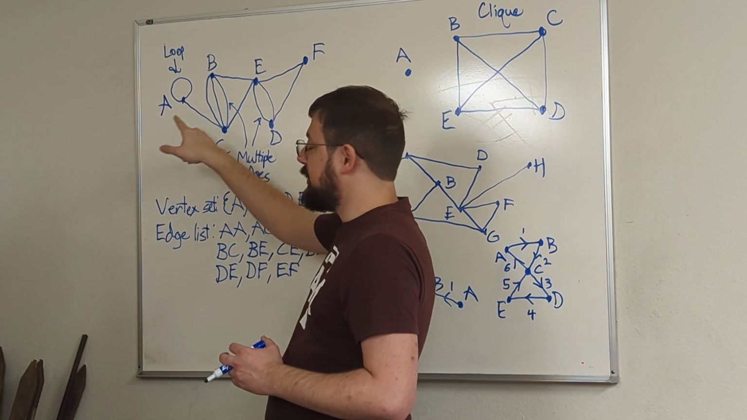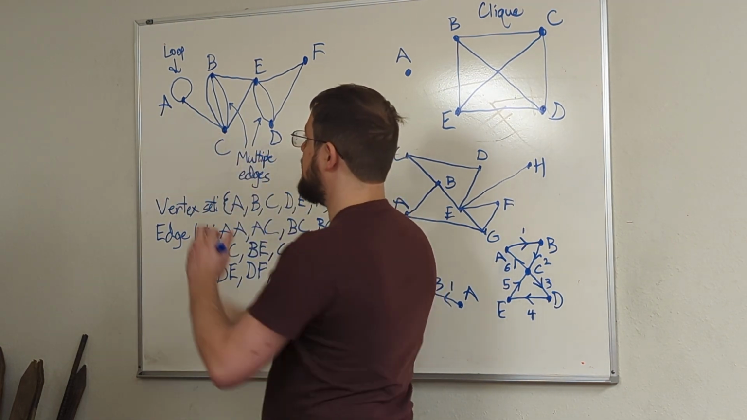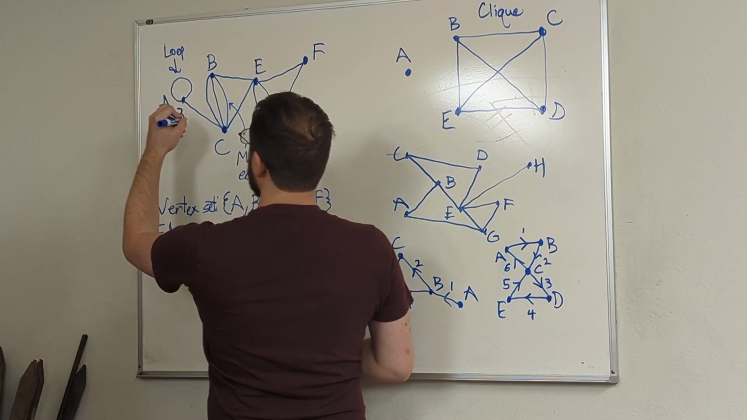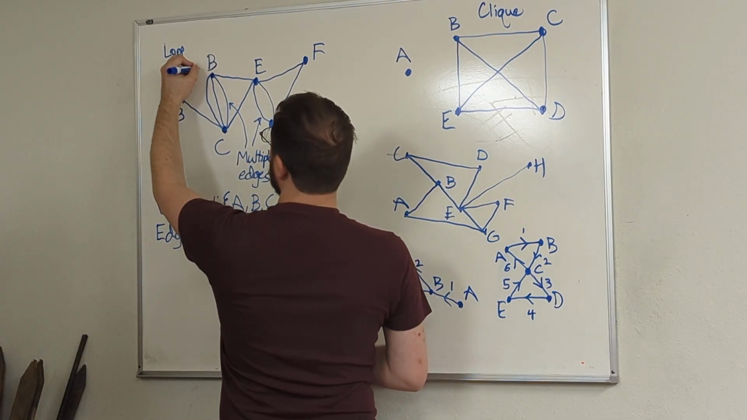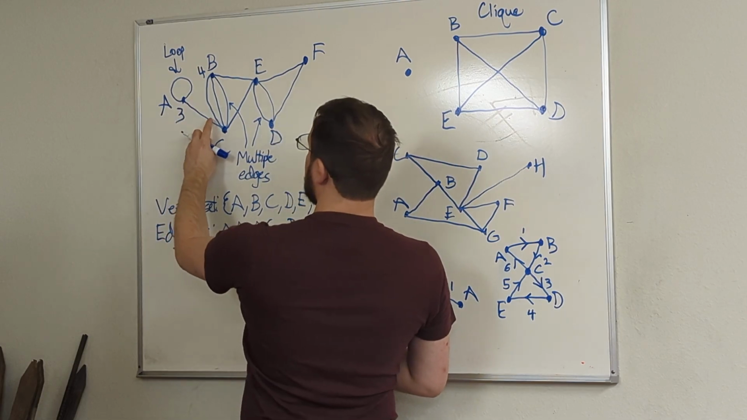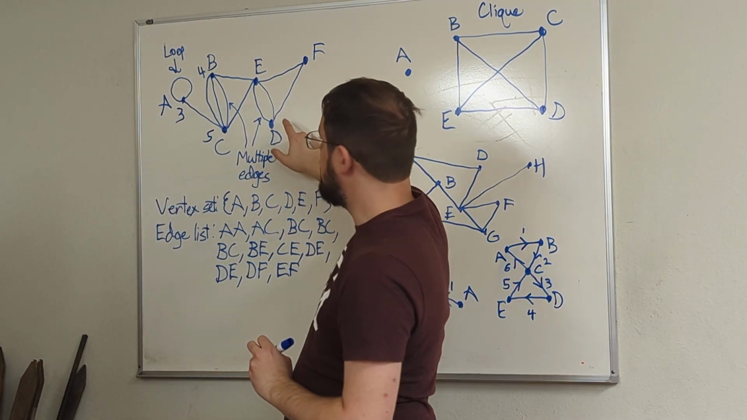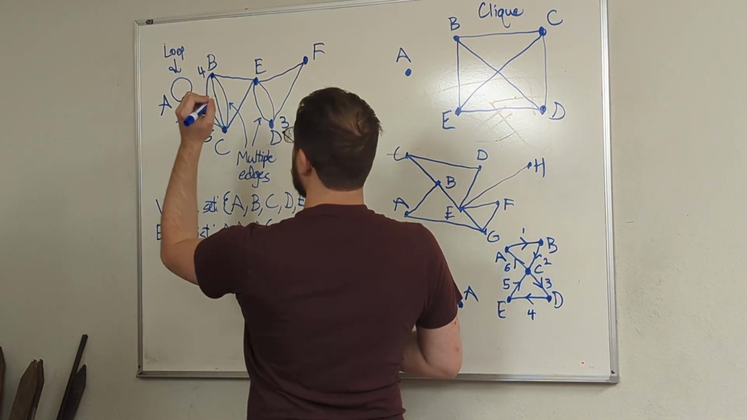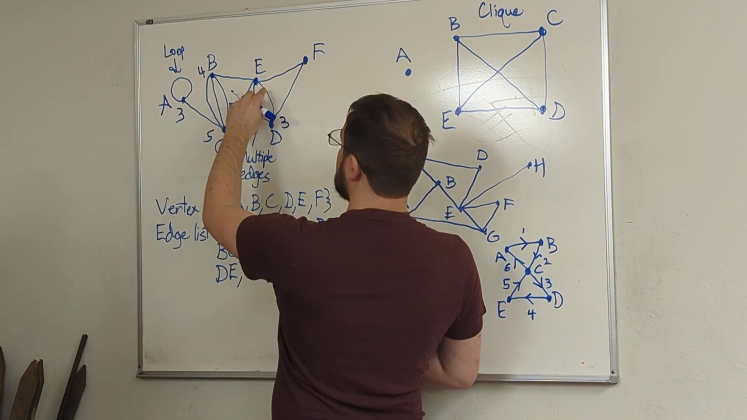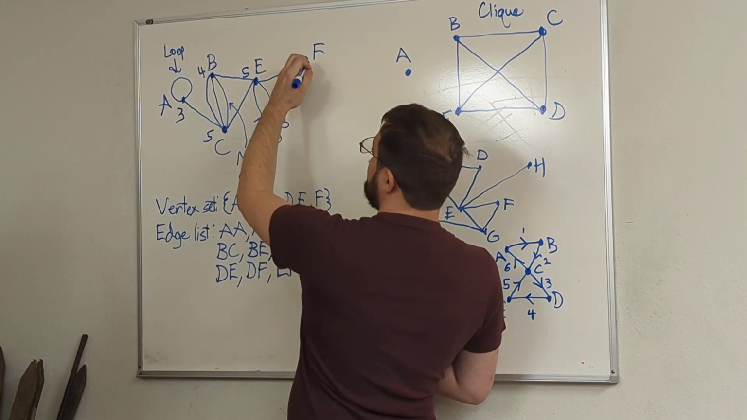Regular edges count once. So if we look at this graph, the degree of A in this case would be 3. For B, it would be 1, 2, 3, 4. C, 1, 2, 3, 4, 5. D, 1, 2, 3. E, 1, 2, 3, 4, 5. And F, 1, 2.